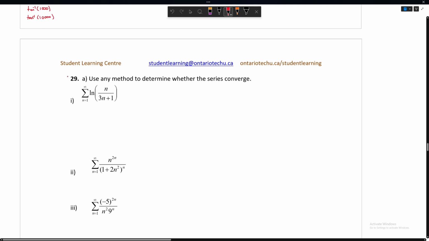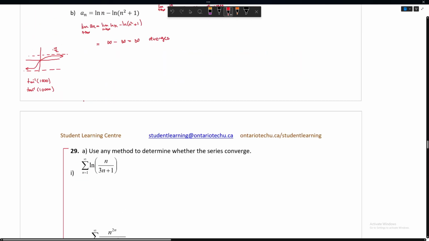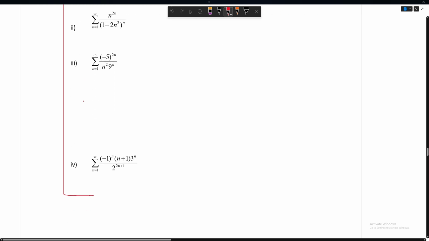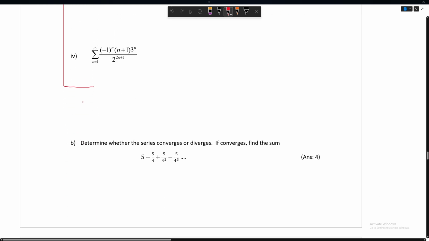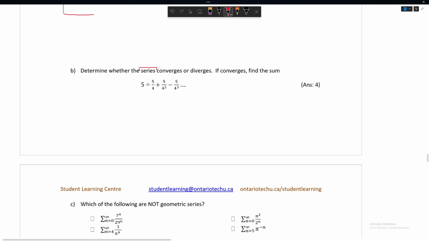Use any method. Okay, so this part is for the paper exam. It's not actually on the exam that we're doing right now. And so this part is for ratios, which is not on the exam for the online, but it is on the exam for the paper. Determine whether the series converges or diverges. See, this is now a series.